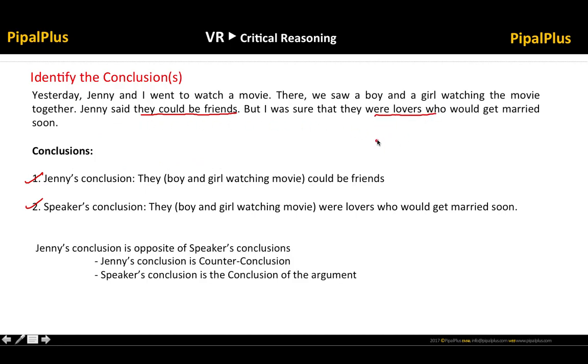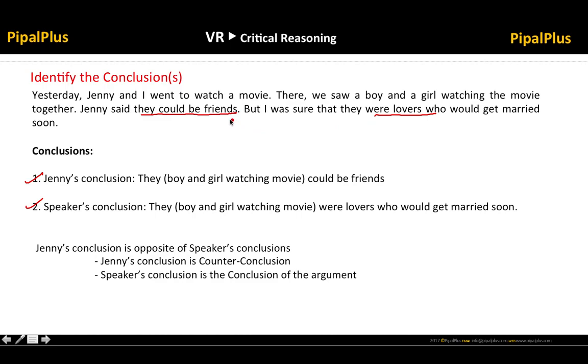Now, these two conclusions are derived from the same information. Jenny and the speaker both saw the same boy and girl watching the movie together, but they have derived two completely different conclusions from what they've seen. Jenny's conclusion is they could be friends, and the speaker's conclusion is they could be lovers. Because these conclusions are not consistent, we are going to say that one of them is the counter conclusion and the other is the main conclusion of the argument.